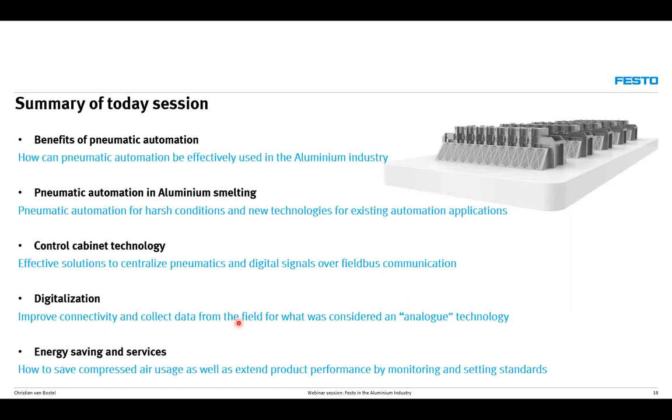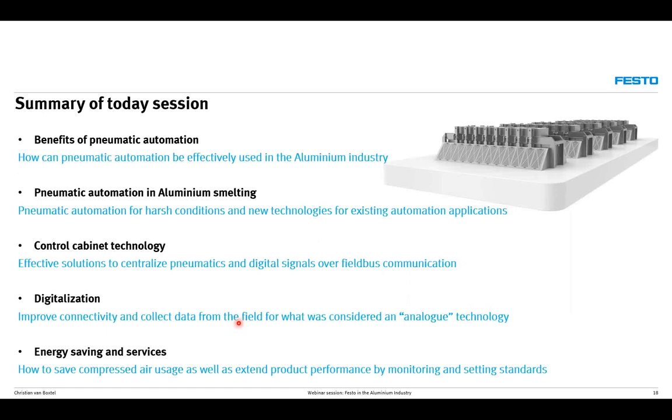That was also where, sometimes in the trends in automation technology, pneumatics could have been considered an analog technology. But actually now, with the new digitalization products and the technologies that are available, pneumatics cannot be considered an analog technology any longer. It's fully digital, it uses the same standards, and there's much more information and detail that can be obtained through implementing new products.